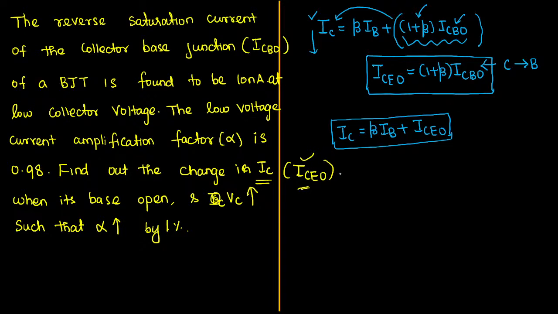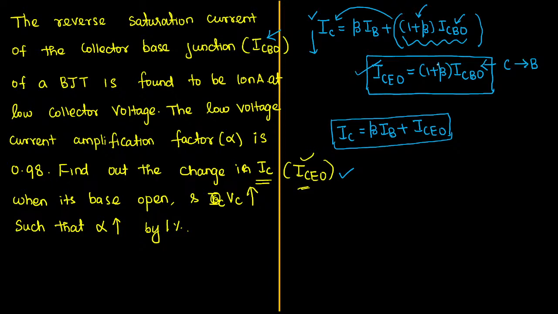Anyway, now they are talking about ICEO only. So now you know the relation between ICBO and ICEO. When the value of alpha is changing by 1%, what can be the expected change in the value of ICEO? That is the actual question. Can you proceed now? Okay, I will do one thing. I will solve this question.